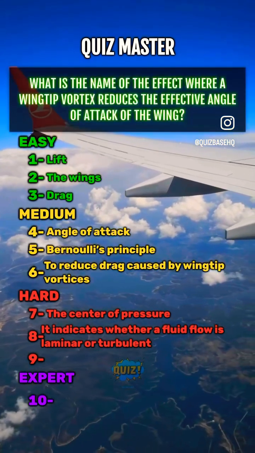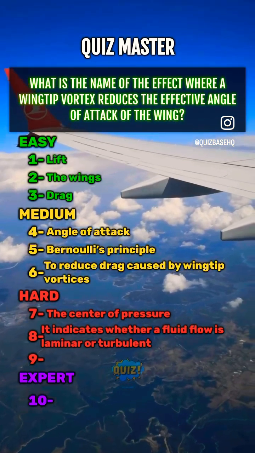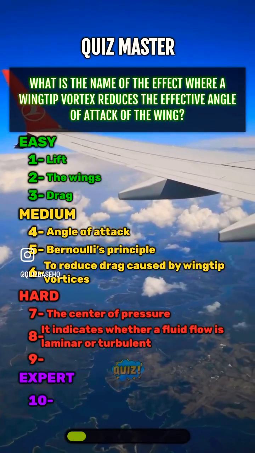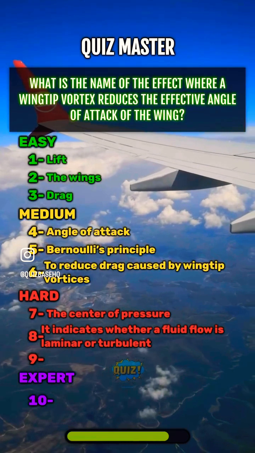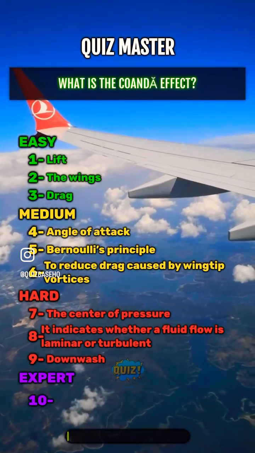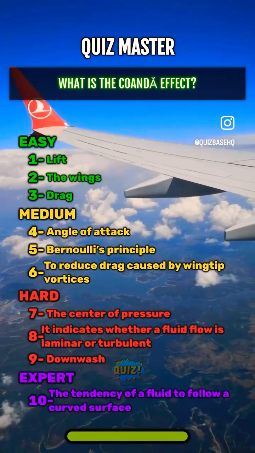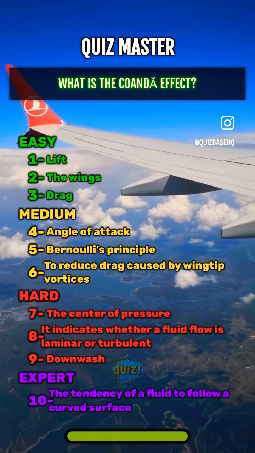What is the name of the effect where a wingtip vortex reduces the effective angle of attack of the wing? Downwash. What is the Coanda effect? The tendency of a fluid to follow a curved surface.